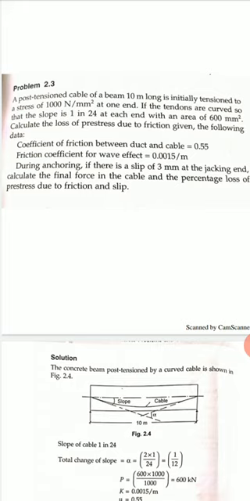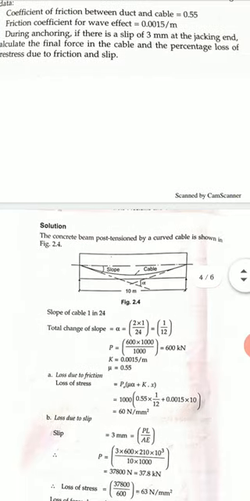So the important thing is, first, it is a post-tensioned cable. Second, jacking is done at one end only. Then the slope is given as 1 by 24. The cable length is given as 10 meters. Initial stress is 1000 Newton per mm square. So let's get down to the figure.